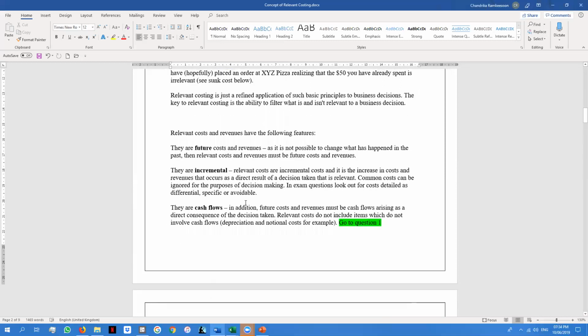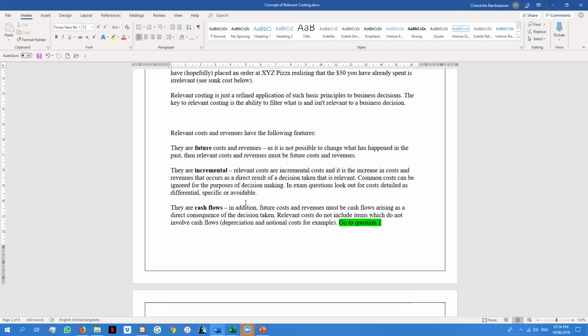Now, back to the handout. Relevant costs and revenues, as I said, it does apply to revenues also, have the following features. Firstly, there are future costs and revenues, as it is not possible to change what has happened in the past. Relevant costs and revenues must be future costs and revenues. Secondly, they are incremental. Relevant costs are incremental costs, and it is the increase in costs and revenues that occurs as a direct result of a decision taken that is relevant.